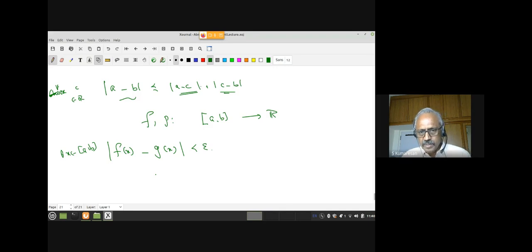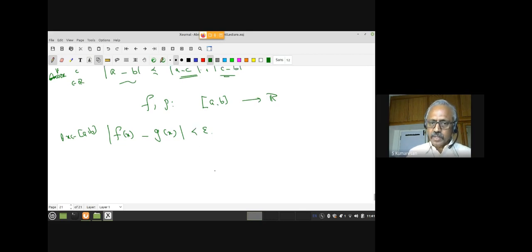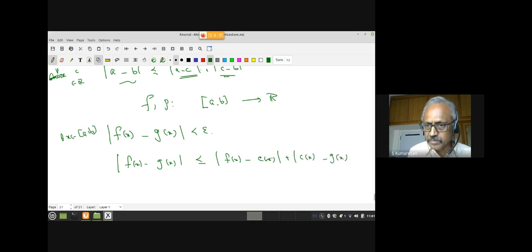You understand this problem? Not for one x, for each and every x I want mod fx minus gx to be less than epsilon. For which x? For every x in ab. But remember, once I fix an x, fx is a real number a, gx is a real number b, therefore I have to show mod a minus b is less than epsilon. Therefore, I can write fx minus gx as fx minus cx plus cx minus gx. This c is a real number, and it depends upon x possibly.